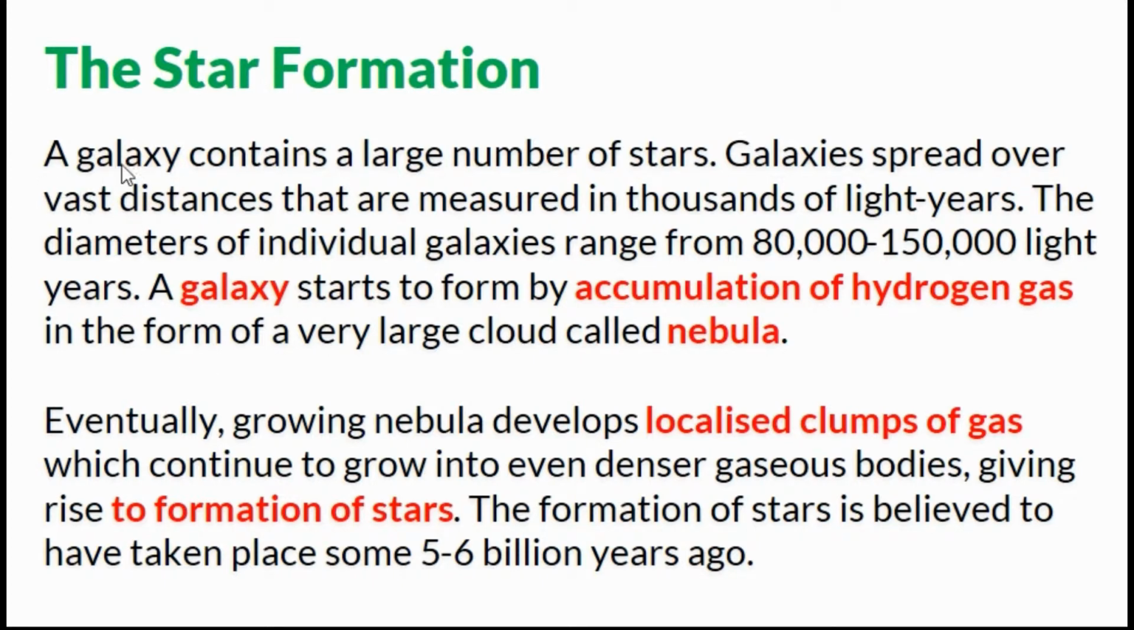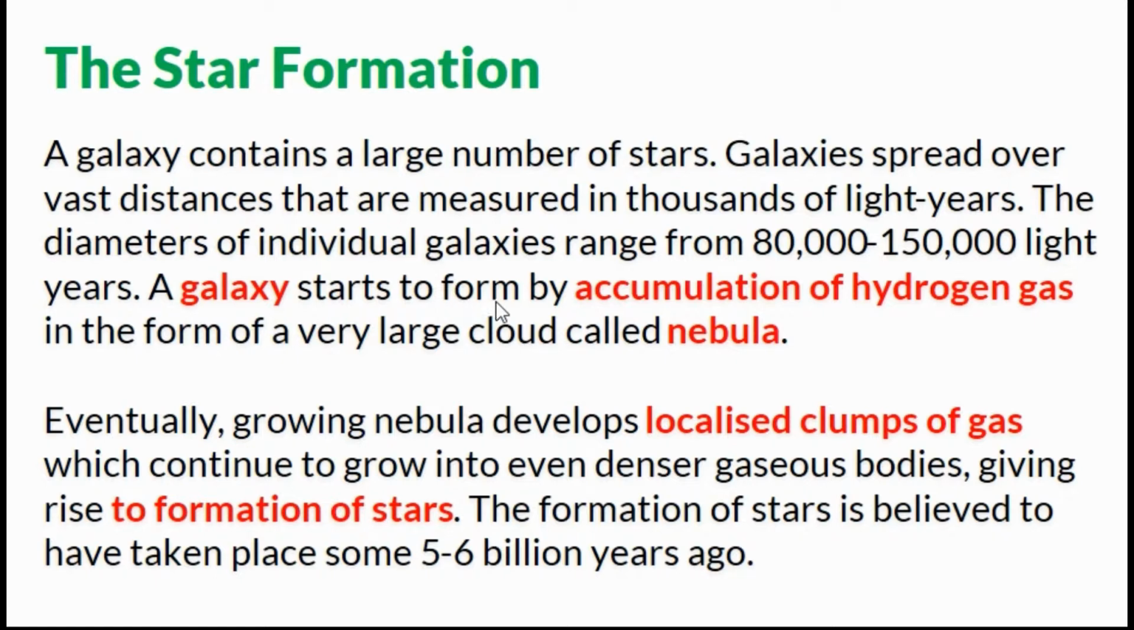So the galaxy, the group which I was talking about in simple words, contains a large number of stars, and these galaxies spread over vast distances which are measured in thousands of light years. Now the diameter of these individual galaxies ranges from 80,000 to 1,50,000 light years. Now you can imagine the distance between these galaxies.